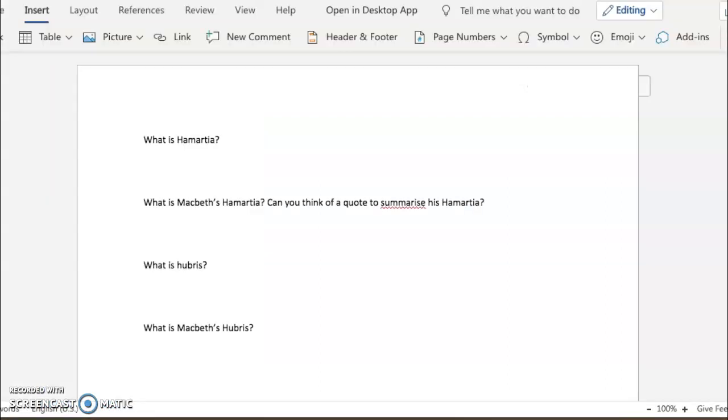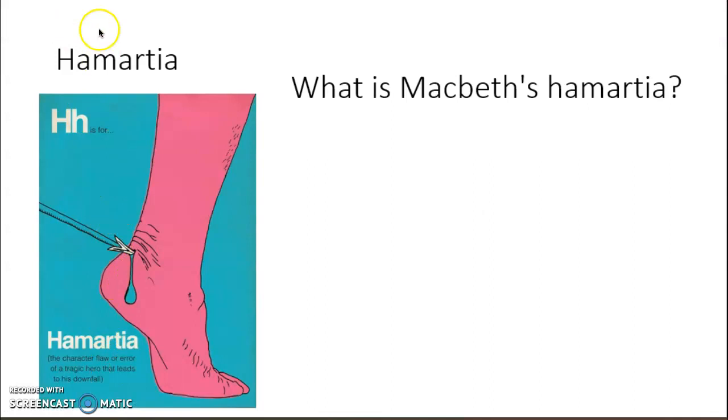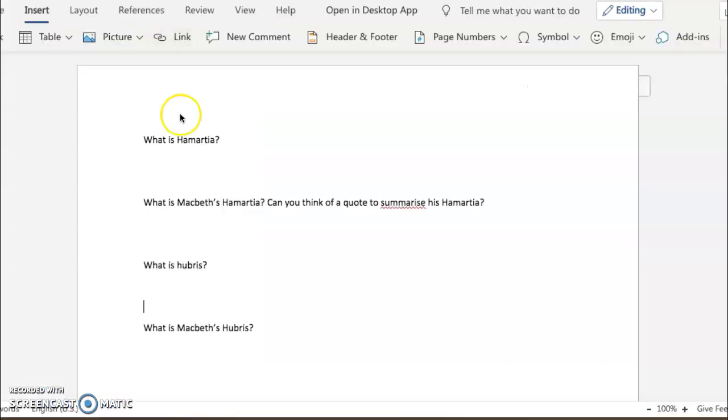Please find the bit on your document that says, what is hamartia, and please pause the video now and put this definition into that section of your document. Now, what do you think is Macbeth's hamartia? What is his fatal flaw? I'm sure you have been taught this in your English lessons anyway, so pause the video now, and on your document, write what you think his hamartia is. Can you do that now?